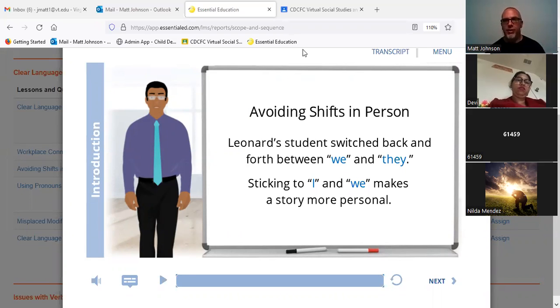Whereas they is still going to be third person because you're talking about a separate group. So that's an easy one to do as well. But, consider the fact that we is also going to be in the first person.